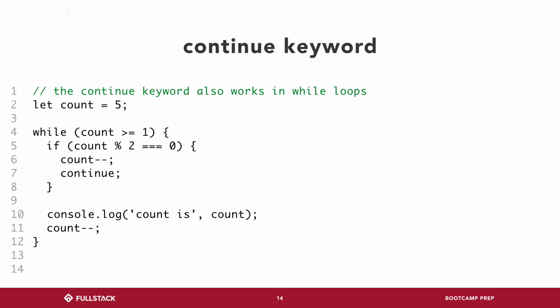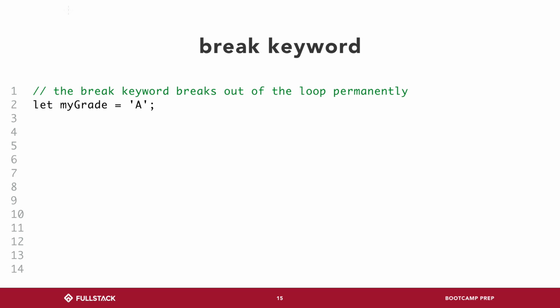But with the way that this is right now, we're logging all the odds. It's a little confusing, but this means it's even, and if it's even, it skips. It doesn't log. It just continues, and it skips this whole bottom part. So yeah, we're logging 5, 3, 1. Break breaks out of the loop permanently.